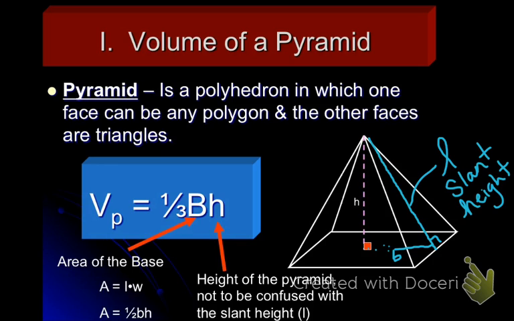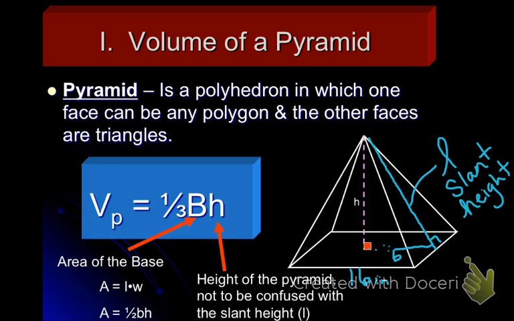So for instance, if the length of the whole edge of this pyramid were 16 inches, the base of that right triangle would then be 8 inches, because it would be half that whole edge of the rectangular prism. So lots of information here.